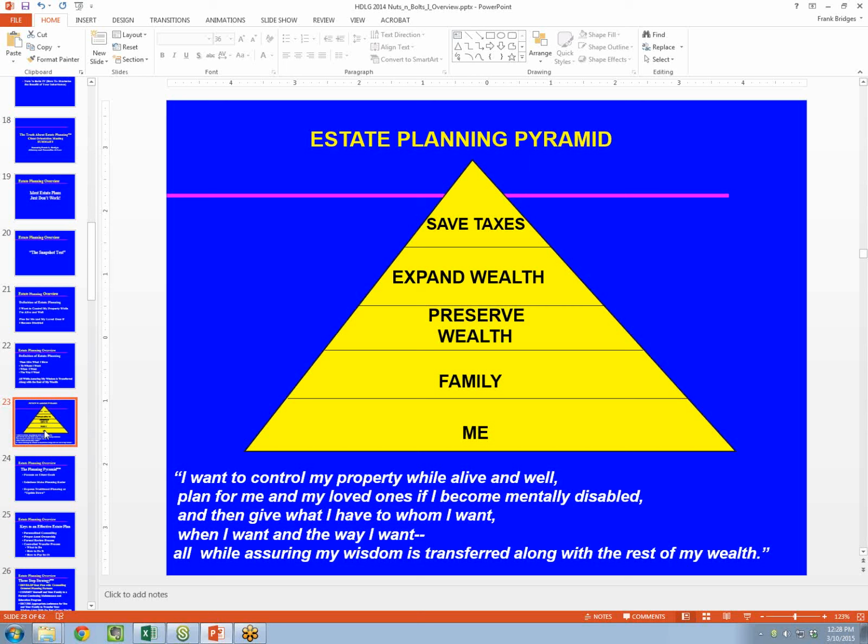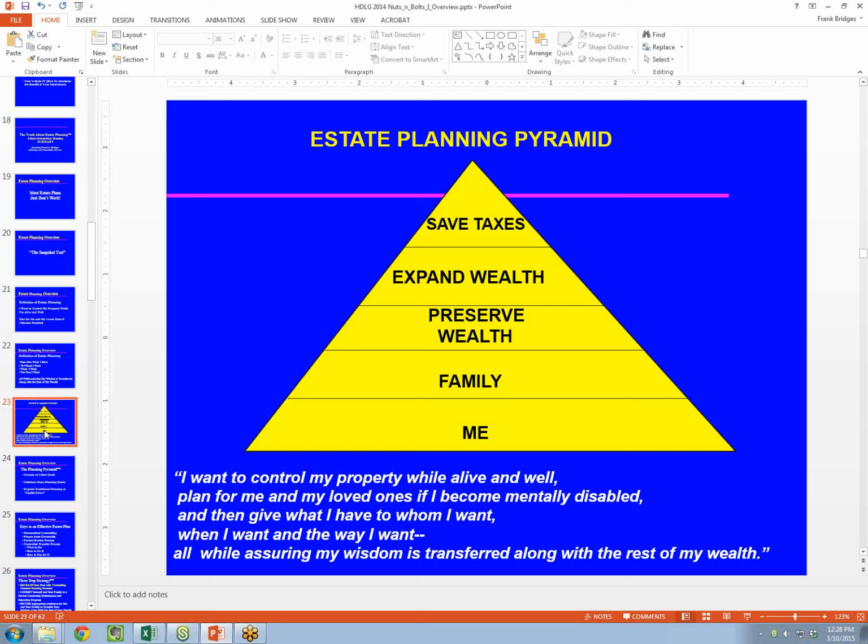And from our point of view, the base of everybody's plan has to be the person who's doing the planning, me. In order to understand what you need, who you are, what your family is like, we have to start with you. That's the most important person in your plan. So the bottom of the pyramid is me. That's the person who's doing the planning.